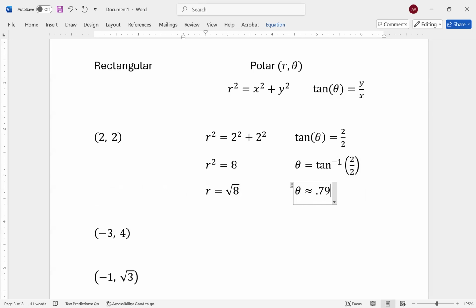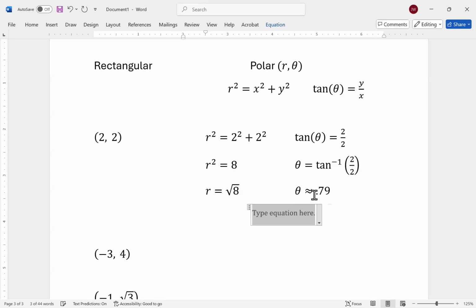So that means that this rectangular point in polar is going to be approximately square root of 8 for my x value. Well, let's take it exactly. This point is going to be the square root of 8 for the r value, and then inverse tangent of essentially 1, 2 over 2 is 1, inverse tangent of 1 as my theta value.